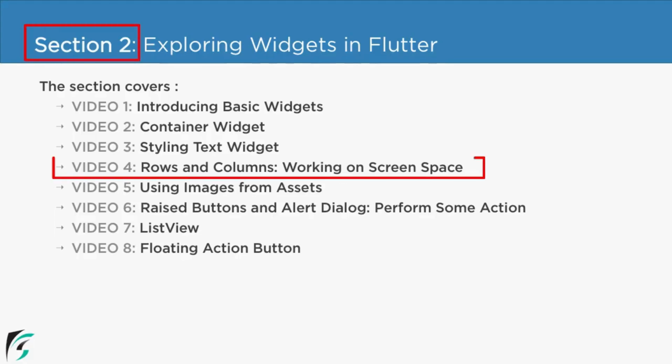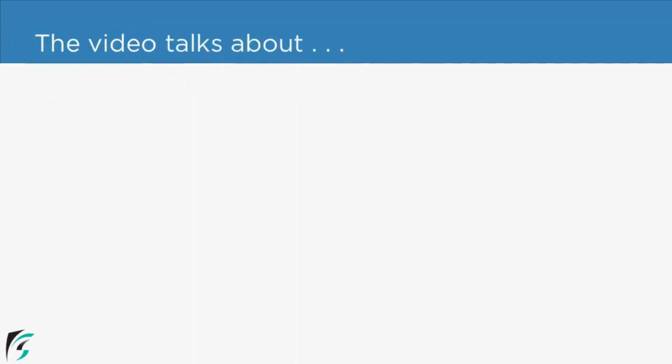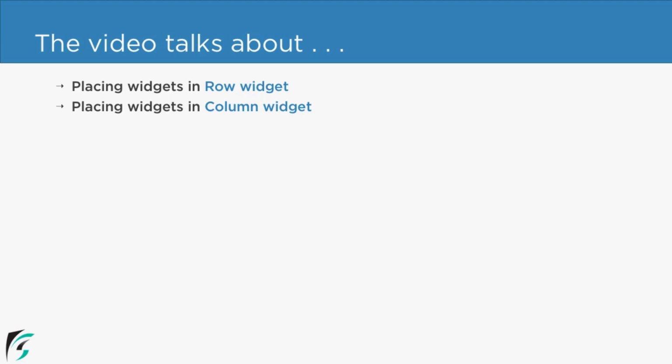Currently we are in section 2 and we are about to check out the fourth video of this section. So in this video we will talk about how to place widgets in the row widget and also how to place widgets in the column widget. We will also learn about what is the expanded widget and how to apply padding and margin to these widgets. So firstly, let us check out what is a row widget.